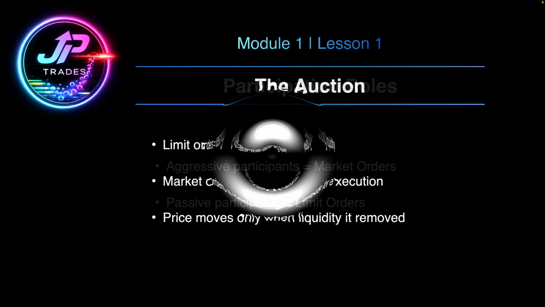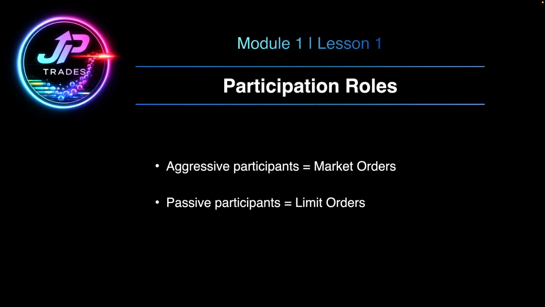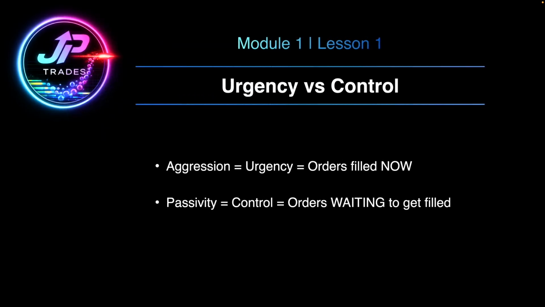Now, let's talk about participation. There are only two roles in any auction: aggressive participants and passive participants. Aggressive participants use market orders. They are the ones demanding immediate execution now. Passive participants use limit orders. They are offering liquidity at a price. Aggression is urgency, and passivity is control.